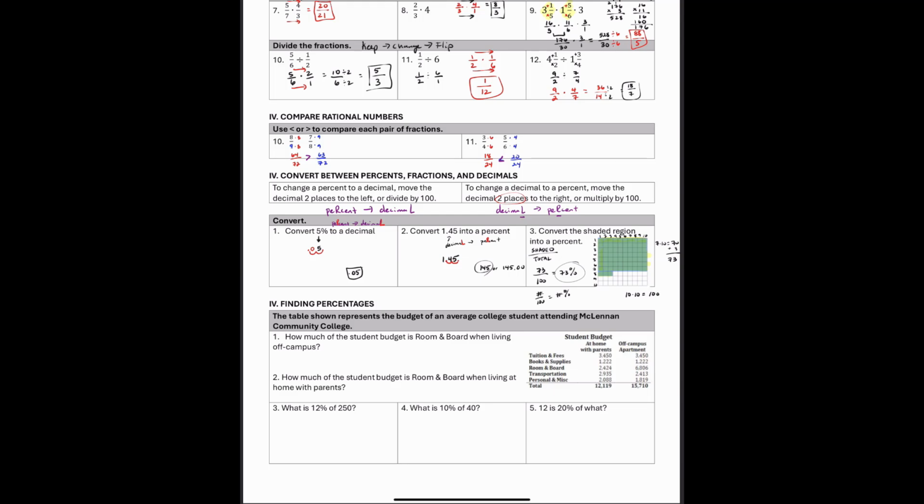Welcome to the final part of today's TSI prep. So part 5 is dealing with finding percentages.